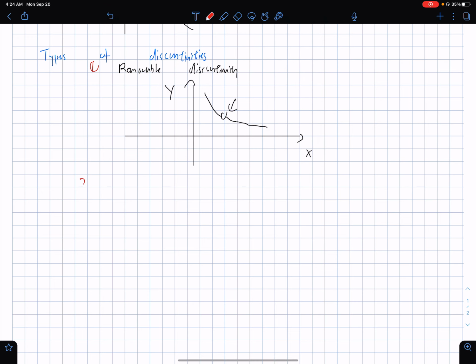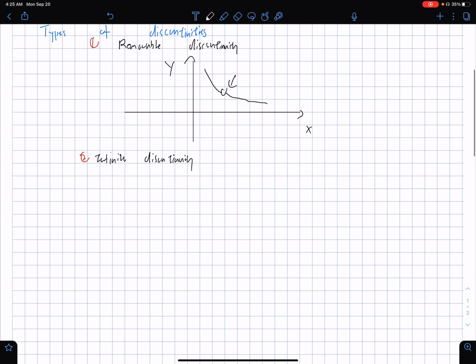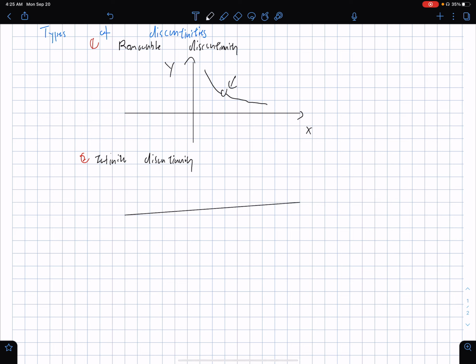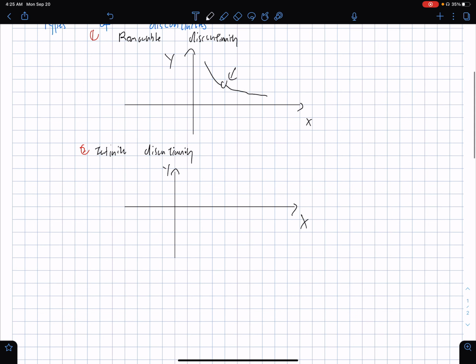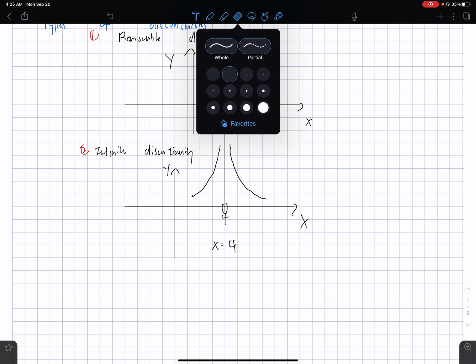So the second type of discontinuity is an infinite discontinuity, and it is represented by having a vertical asymptote somewhere in the graph or in the interval that you are trying to decide is continuous or not. So a function like this would not be continuous at x equals, say, 4 because there exists a vertical asymptote here.